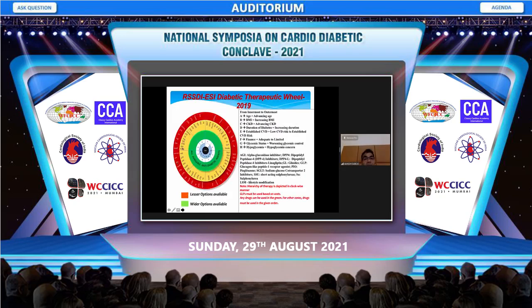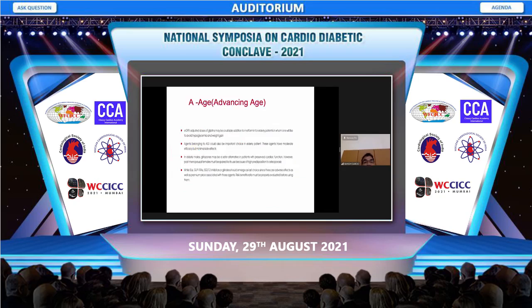So this is our therapeutic circle where we have put the ABCDEFGH approach. When you go on the red side, fewer options are available. When you see the green side, wider options are available. So in a hierarchy you have to move from inside to outside, and see which molecule is available. Now we also have an app available with this, and if somebody is a primary care physician, he can know how to decide the therapy for this type of patient. And I will give one or two examples of clinical cases where you can decide the choice of therapy as per the RSSDI therapeutic guideline.